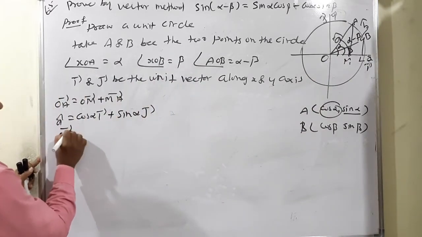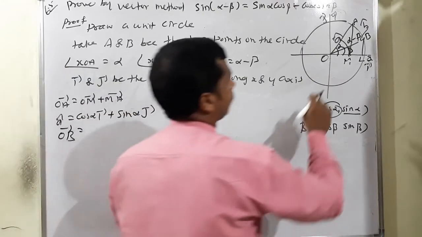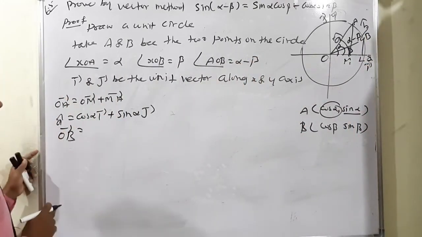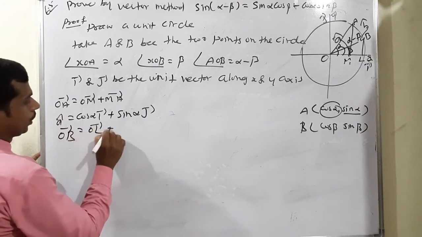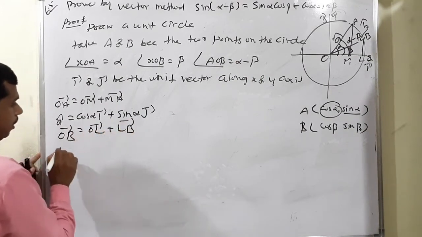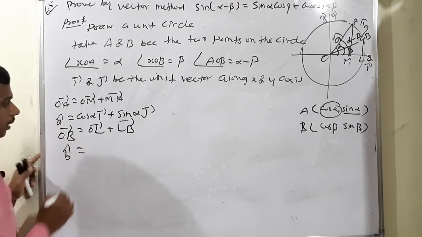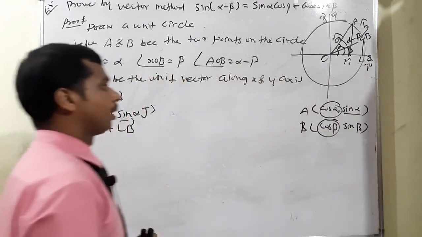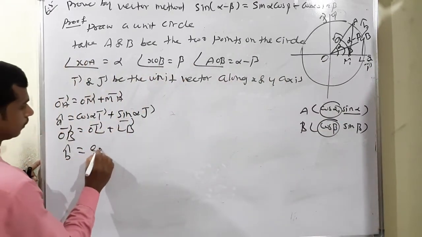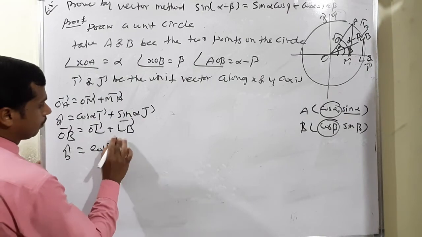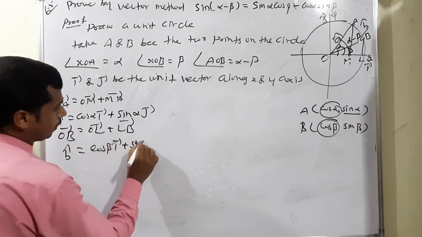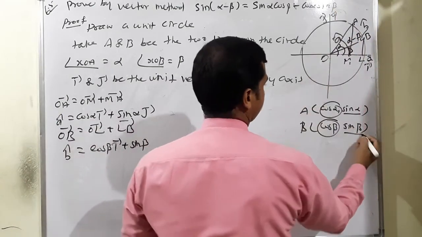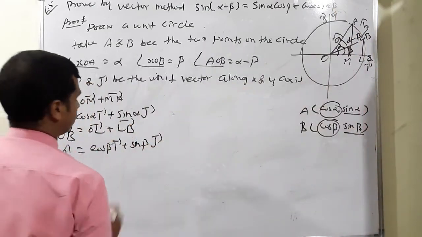So OB vector is equal to what will happen? OB vector plus BL vector, the OL vector plus LB vector, isn't it? So OL vector plus LB vector. OB vector means B cap. OL means x-axis, so definitely cos beta i vector, plus LB, which is parallel to the y-axis, means sin beta j vector.